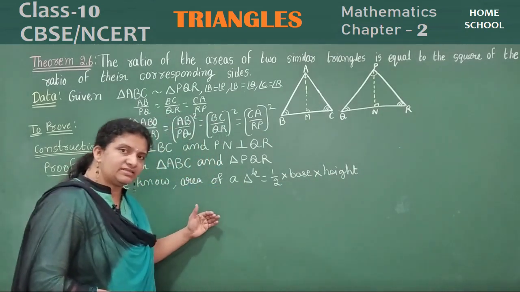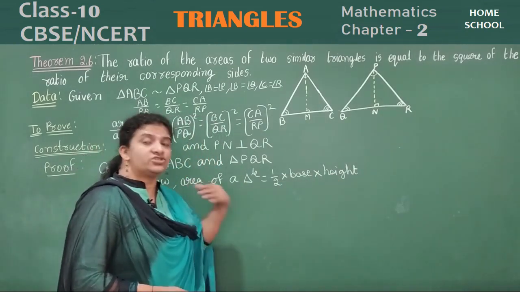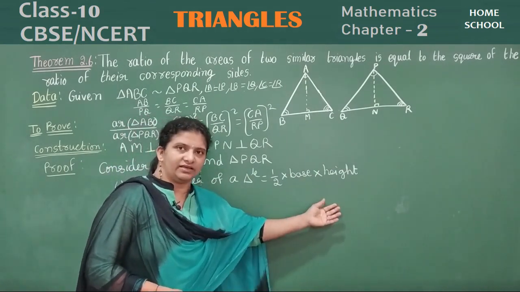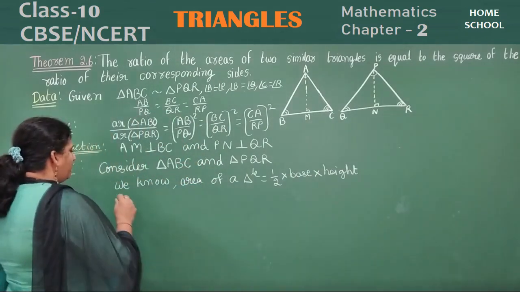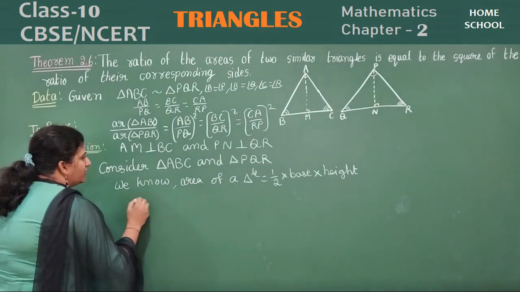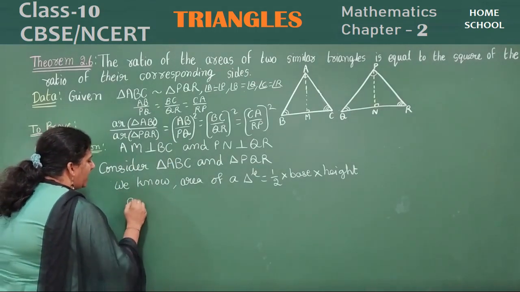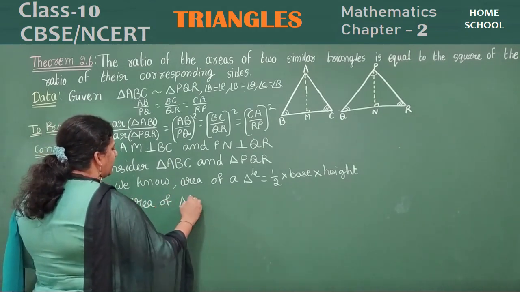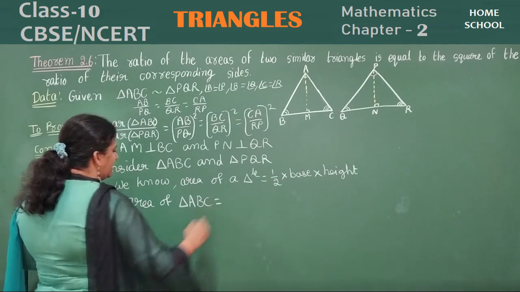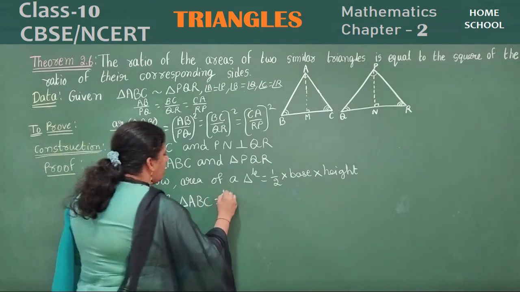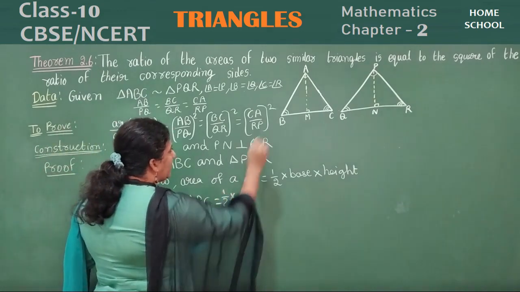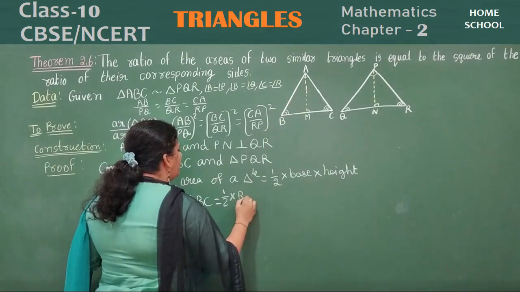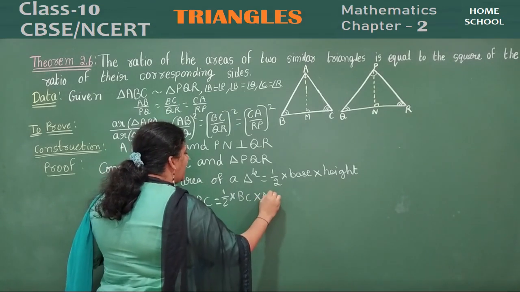How we are writing the statement and due to which formula or which rule we are writing, that we can write here in reasoning. So now consider area of triangle ABC is equal to half into base. Area of a triangle, observe here, half into BC into height AM.